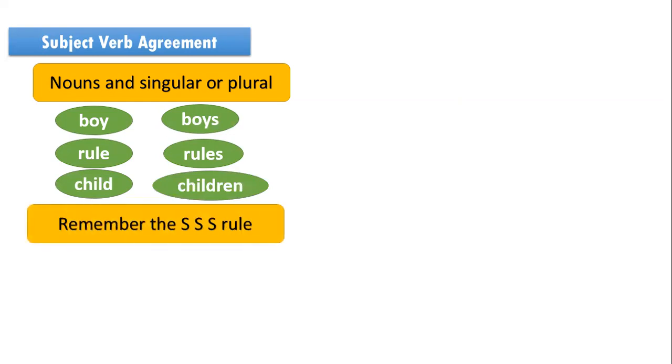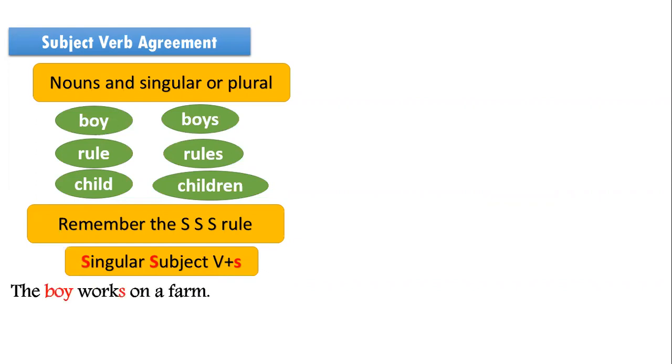Remember the 3S rule. What's the 3S rule? The 3S rule says singular subject, verb plus S. If the subject is singular, we take the verb with the S, like this. The boy works on a farm. Why do we say works here, not work? Can somebody tell me, please? Why do I say the boy works on a farm?